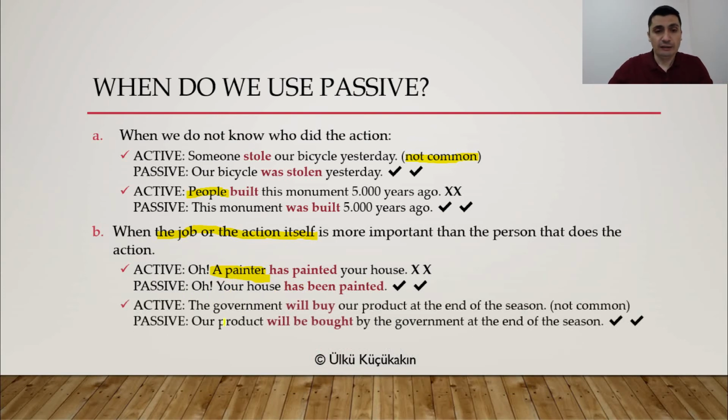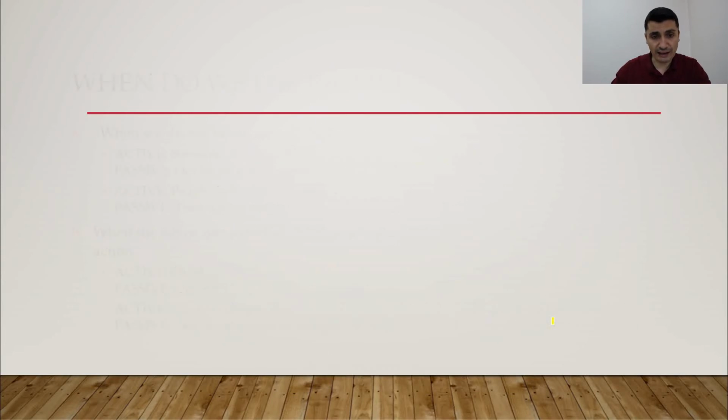Or, the government will buy our product at the end of the season. Now here, of course, the government is important. Who will buy our product? It's the government. That's important. But more importantly, we are producing something and we want to sell it. Selling this product is more important than who will buy it, okay? So our product will be bought by the government at the end of the season, all right? So the action is more important.